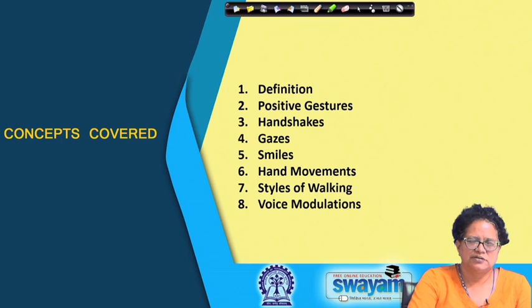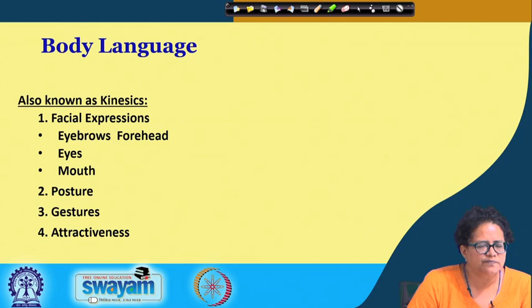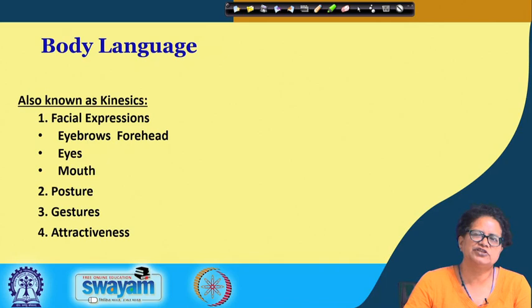We move first to a short definition of body language, also known as kinesics, consisting of facial expressions, which is about eyebrows and forehead, eyes, and mouth, the three parts in facial expressions. Number 2 is posture, 3 gestures, and 4 is attractiveness. This was not mentioned earlier. Actually, your entire body makes you attractive to others. So, attractiveness is an integral part of body language or kinesics.